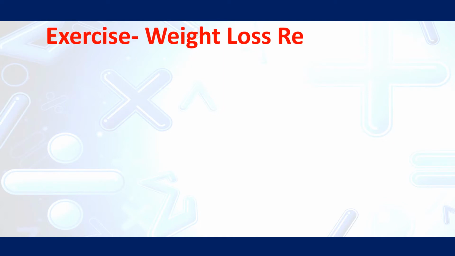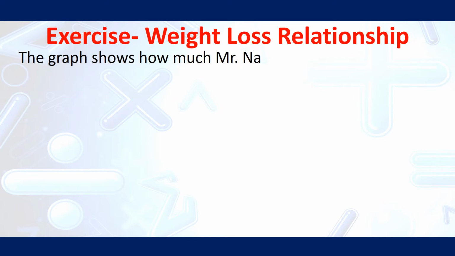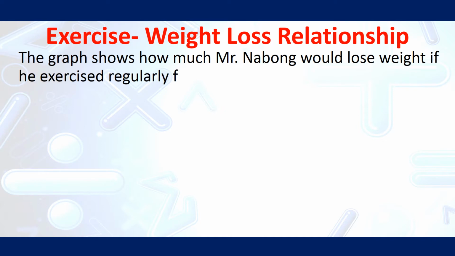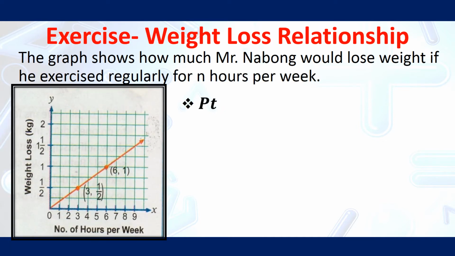Let's have an example of slope. We have here exercise weight loss relationship. The graph shows how much Mr. Nabung would lose weight if he exercised regularly for n hours per week. Point 1 is at 3, 1/2 and point 2 is at 6, 1.